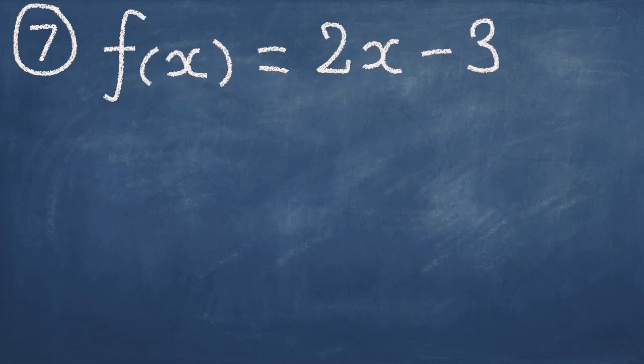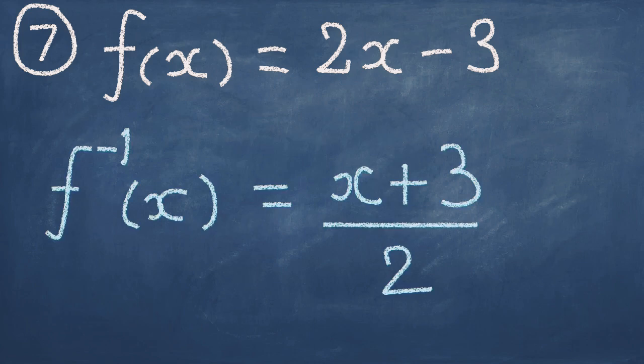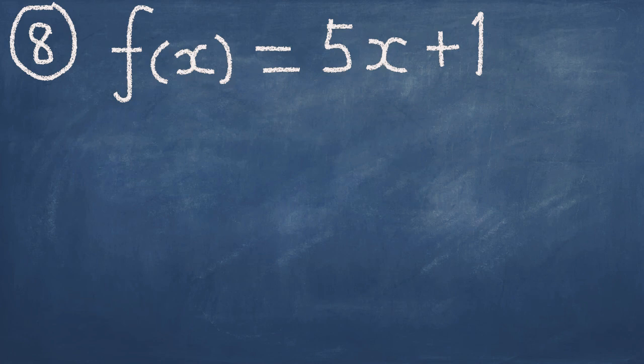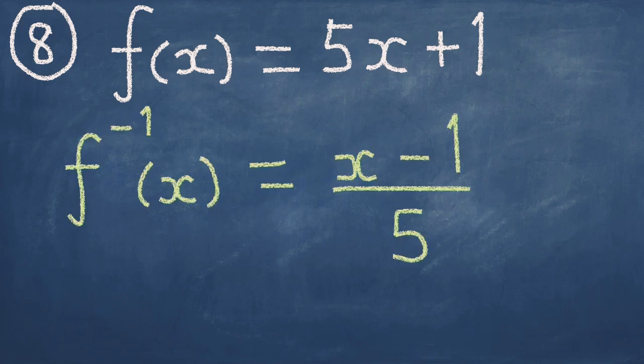Okay, we have 2x minus 3. First bring over negative 3 becomes plus 3. Bring over the 2 because 2 and x are multiplied, bring over becomes divide, so it's x plus 3 divided by 2. Alright, next we have f(x) equals 5x plus 1. Bring over the 1 becomes minus 1, and then bring over the 5, you have to divide, so it's x minus 1 over 5. Because the x is already positive, I don't have to do anything, this is the final answer.